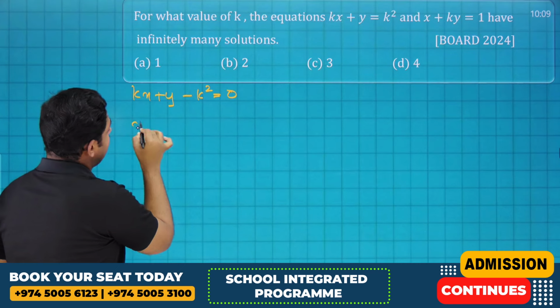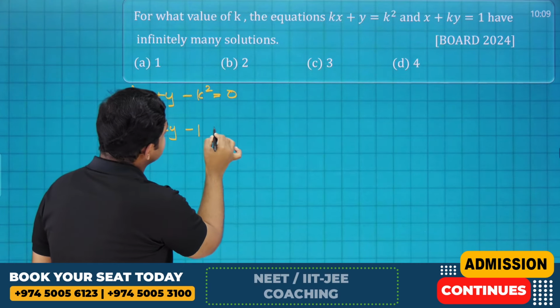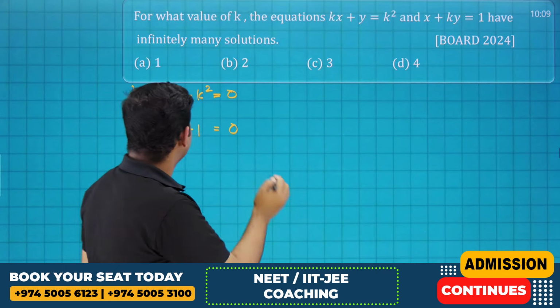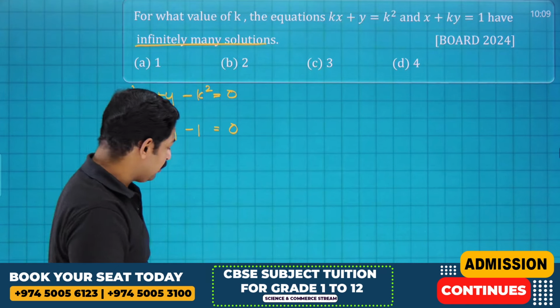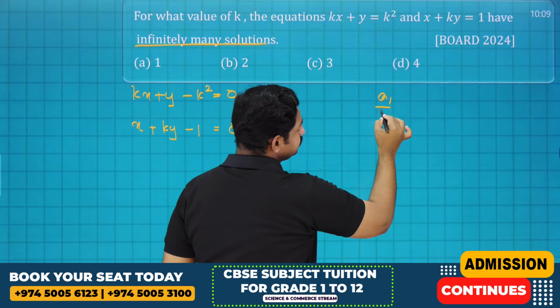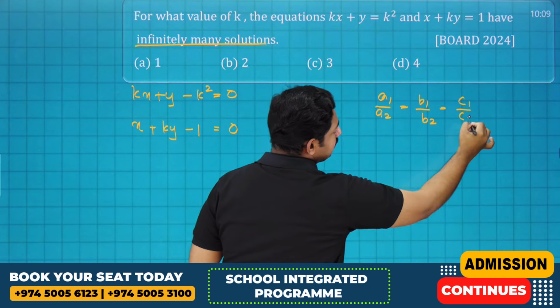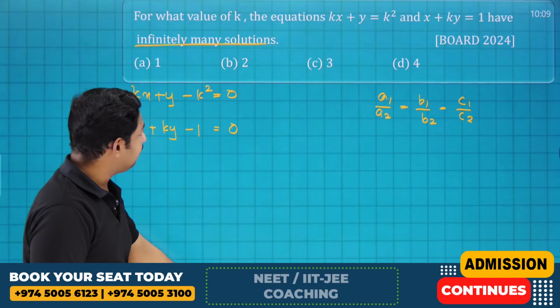And the next one is x plus ky minus 1, bringing 1 to the left side, so minus 1 equal to 0. These are the two equations given, and it is given that it has infinitely many solutions. So the condition we know: a1 by a2 equal to b1 by b2 equal to c1 by c2. This is the condition that we know.